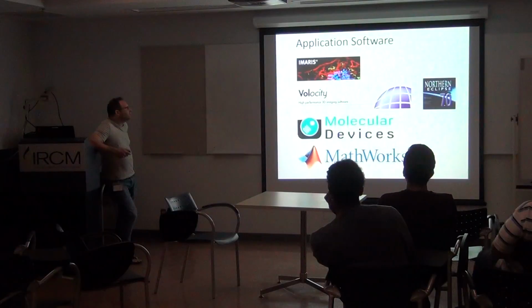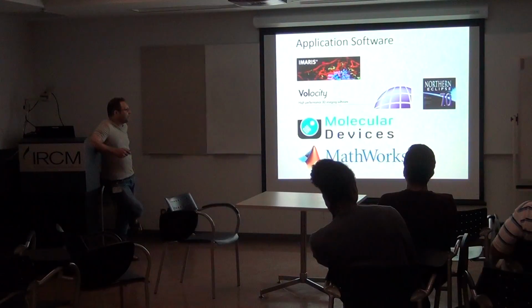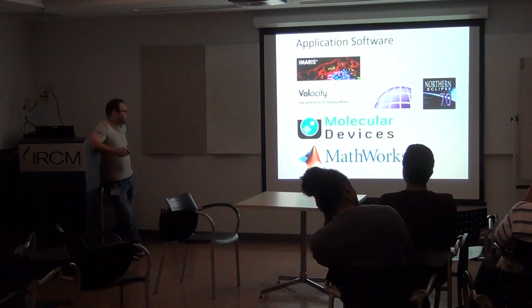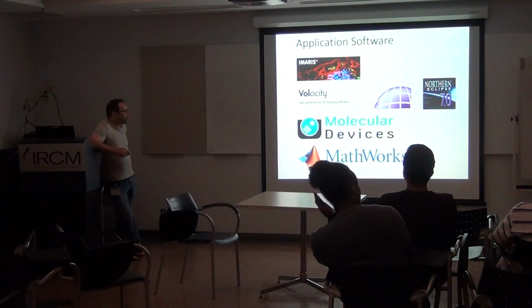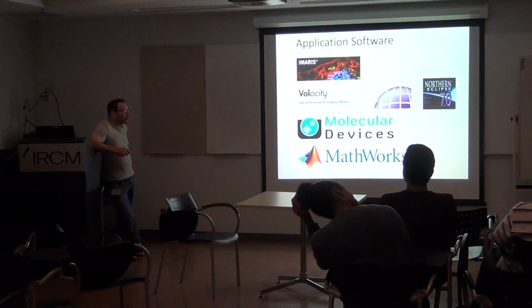And this is kind of the software that we do have. So there is Imaris, which is really, really nice for 3D rendering. Velocity, which is mainly used for acquisition here, but you can also use it for annotation.